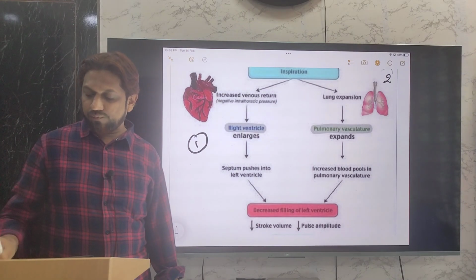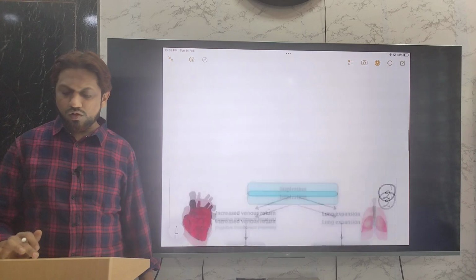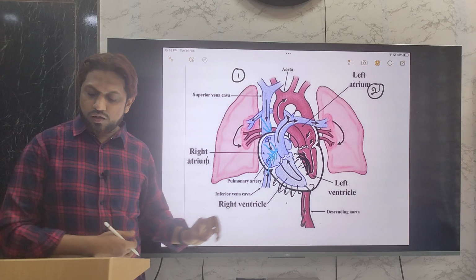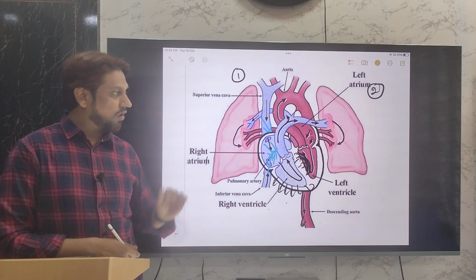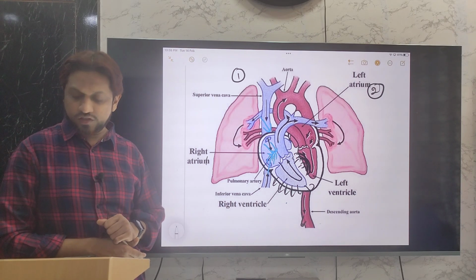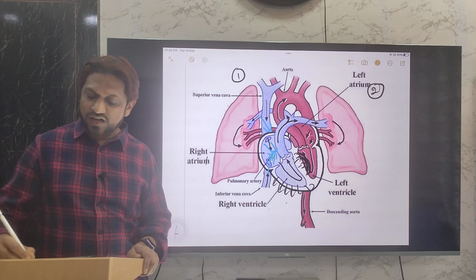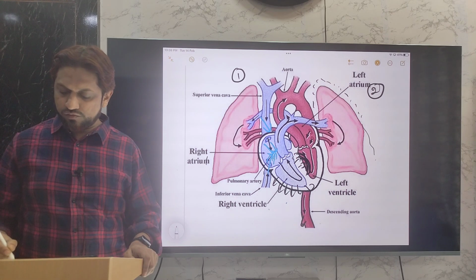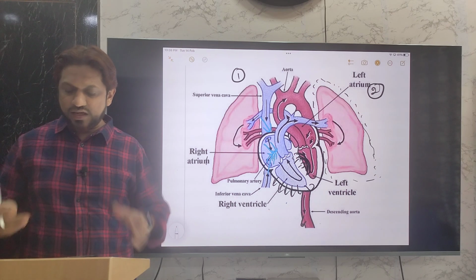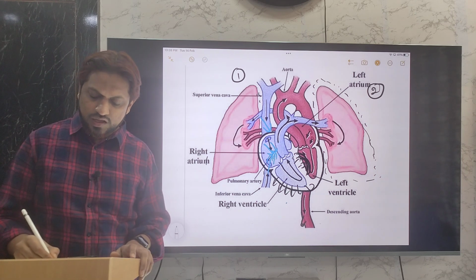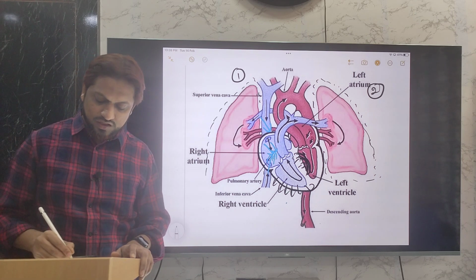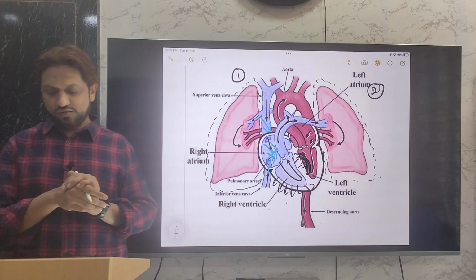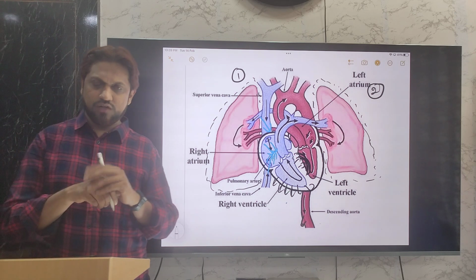Now there is a second mechanism to explain pulsus paradoxus, or the normal fall in the systolic blood pressure during inspiration. During inspiration, as you know, the lungs expand into the thoracic cavity because of the negative intrathoracic pressure, and air enters the lungs. So the lungs expand and the volume increases. Now the pulmonary vasculature is closely associated with the lungs.